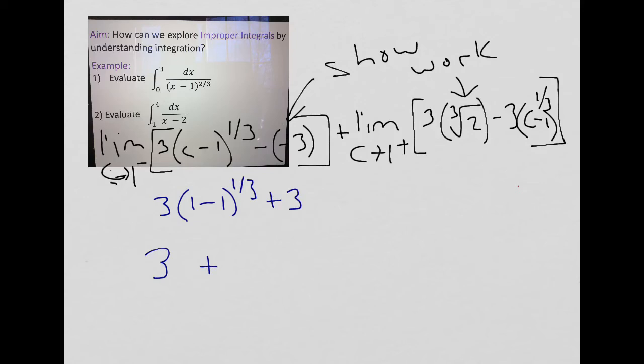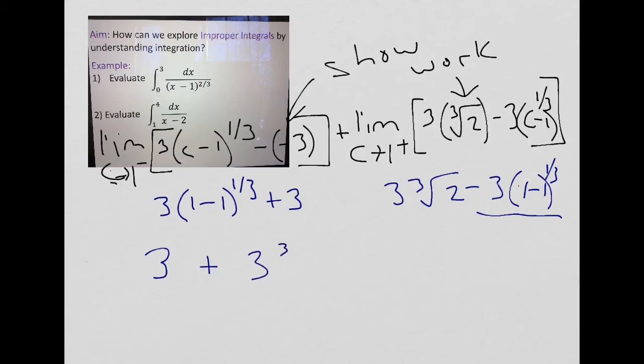And over here, if I did plug in 1, I would end up with 0 to the 1/3, and then this all becomes 0. So this answer may look a little complex, but we just evaluated number 1. Okay, so that is its answer. It is 3 plus 3 cubic root of 2.